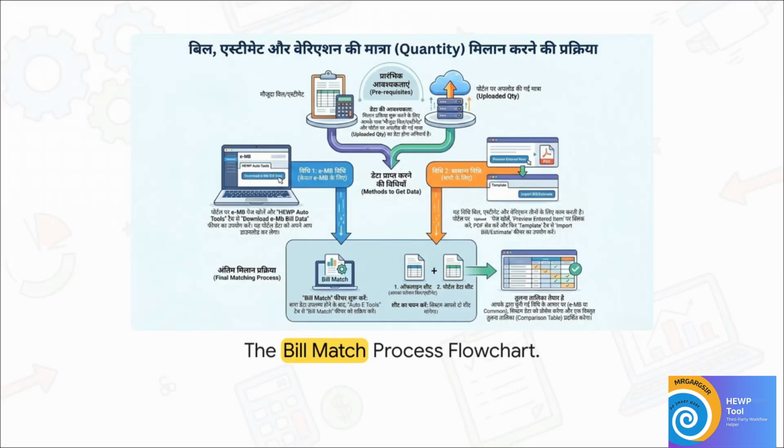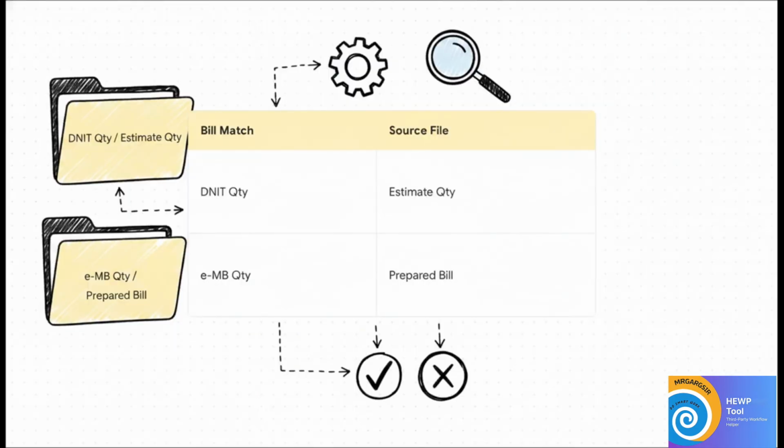Now, what about the bill match process? This is incredibly powerful. Sometimes what's sitting on the portal doesn't perfectly match what's in your files. This tool solves that headache by automatically comparing uploaded portal quantities against your prepared bill, highlighting exactly where the differences are. To pull this off without a hitch, you need to know exactly which files to use. For a successful error-free bill match, you just need 2 source files. Your D&T quantity, which is basically just your estimate quantity, and your actual EBM quantity, which is your prepared bill. The tool takes these 2, runs the math, and handles the comparison for you.